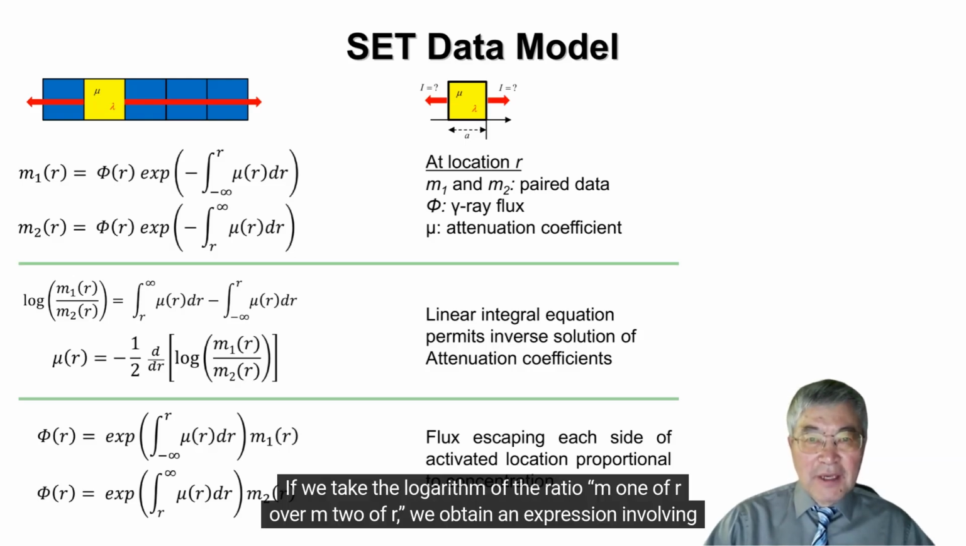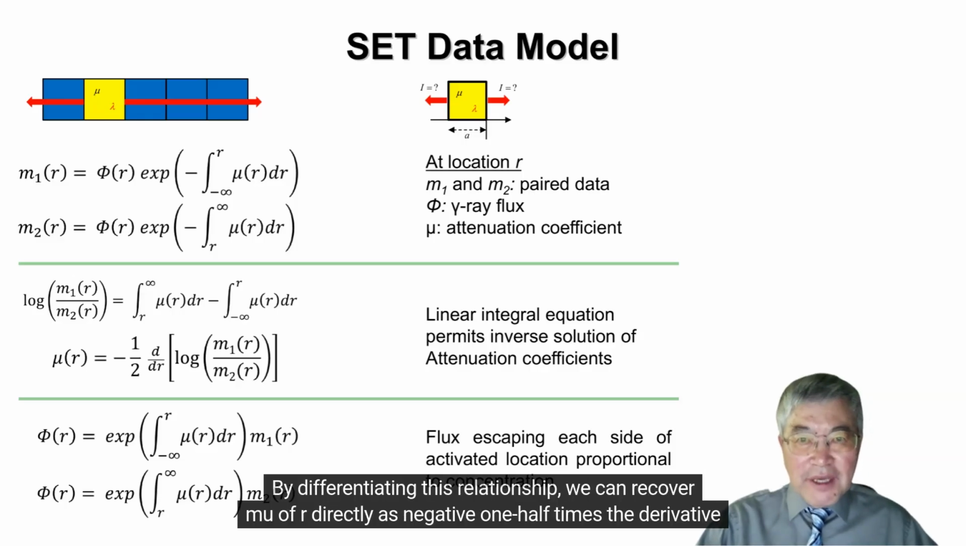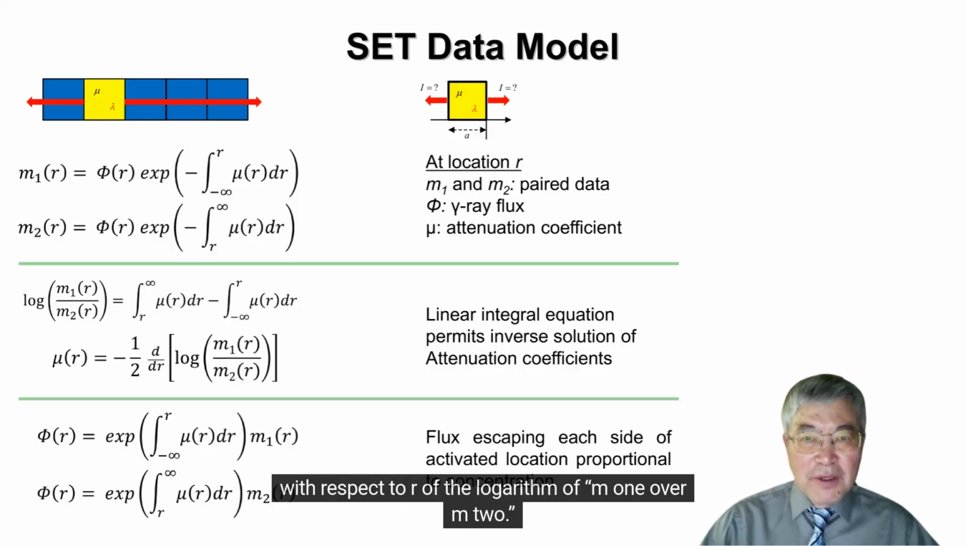path. If we take the logarithm of the ratio m1 of r over m2 of r, we obtain an expression involving the difference of two integrals of mu. By differentiating this relationship, we can recover mu of r directly as negative 1/2 times the derivative with respect to r of the logarithm of m1 over m2.